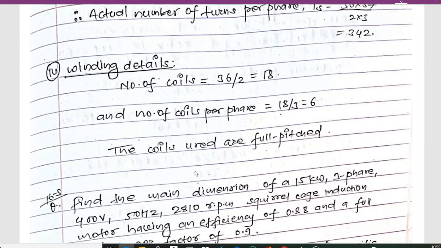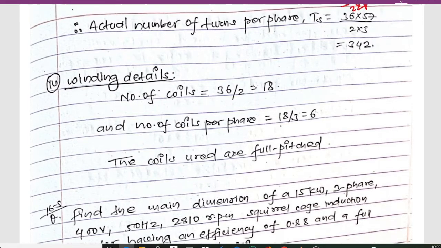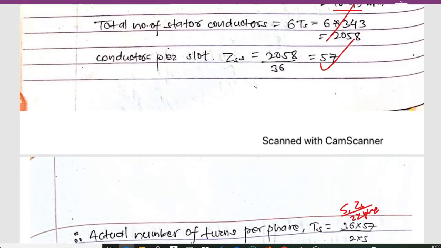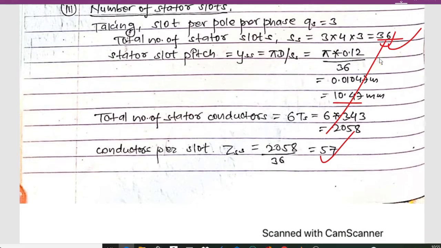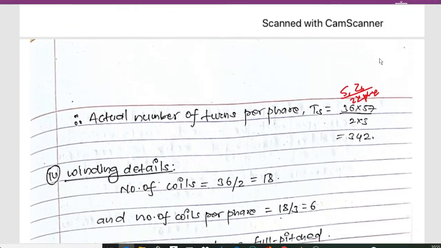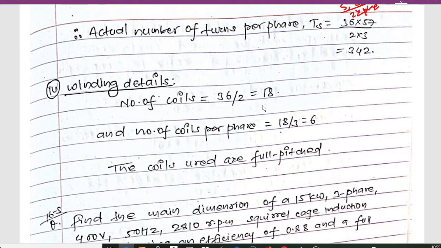Now in order to calculate the winding details, the number of coils will be 36 upon 2, since we have obtained the number of stator slots as 36. So the number of coils will be 18, and the number of coils per phase will be 18 upon 3, that is 6. So the coil used will be full pitched here.